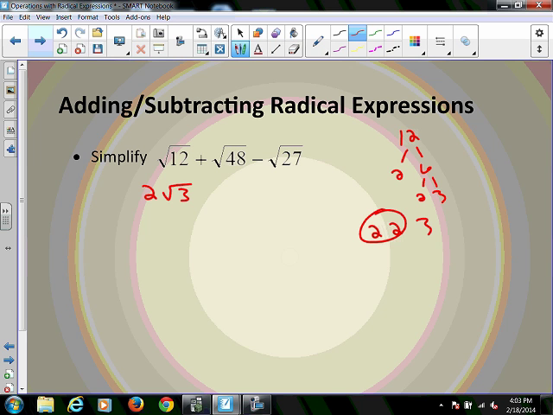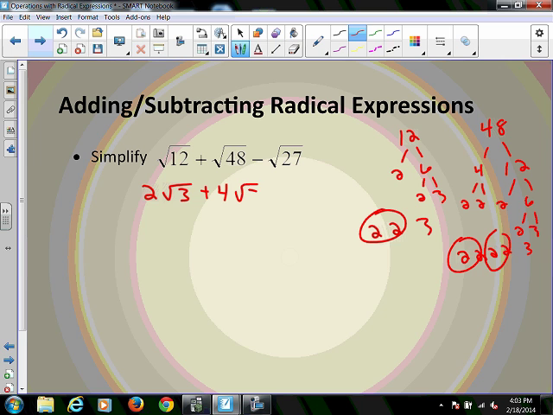We're going to do the same thing for 48. We have 4 2's and a 3, so we have 2 groups of 2. That would be 2 times 2 is 4 times the square root of 3. Then we're going to do 27. We have 3 times the square root of 3.